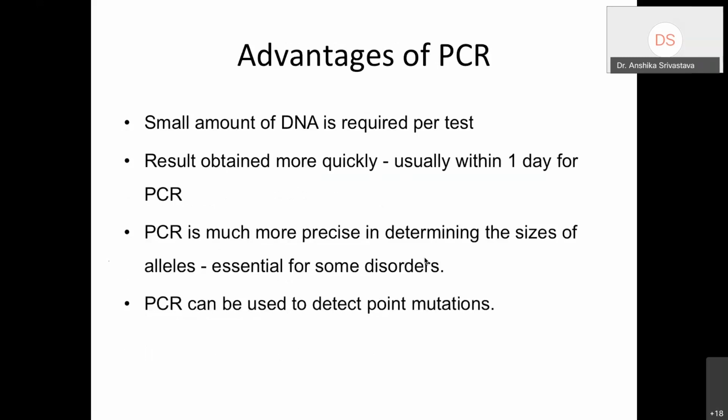What are the advantages of PCR? A small amount of DNA is required per test. You don't need to have, say, 3 to 4 microgram of DNA. While you're working with PCR, you can always dilute your DNA. As I told, 50 nanogram per microliter will be sufficient to amplify the region of interest.